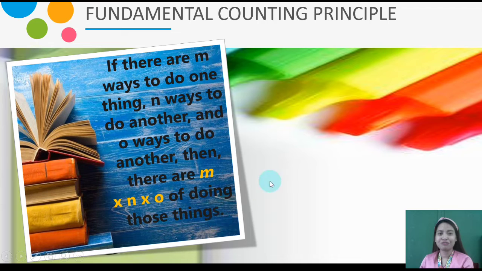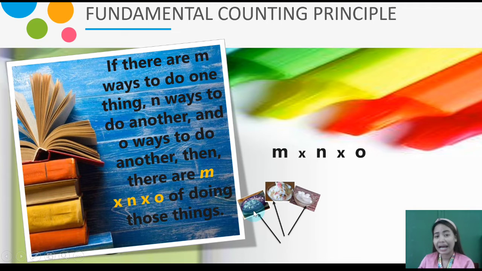So we have here the fundamental counting principle. This is our third method to solve permutation. It states that if there are m ways to do one thing, n ways to do another, and o ways to do another, then there are m times n times o ways of doing those things. So we can write it as m times n times o. Since we have 3 sweet delicacies, we have ubing halaya, buko salad, and makapuno.